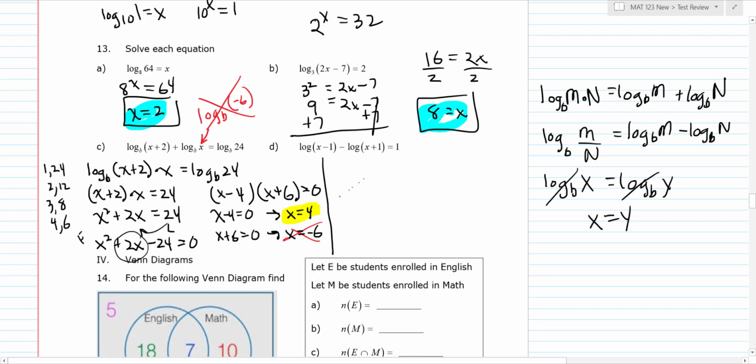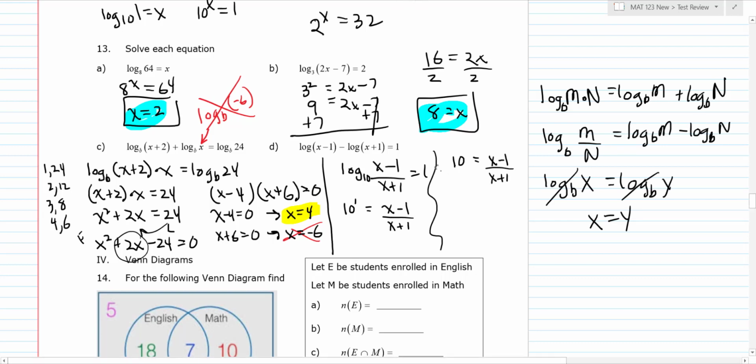Okay, next problem, we're going to use this second property. So we say log, and this is a base 10 log, of the first x minus 1 over x plus 1 is equal to 1. So you're going to solve this equation. We do this: 10 to the first equals x minus 1 over x plus 1. So that's going to give me 10 is equal to x minus 1 over x plus 1, and you want to solve that equation.